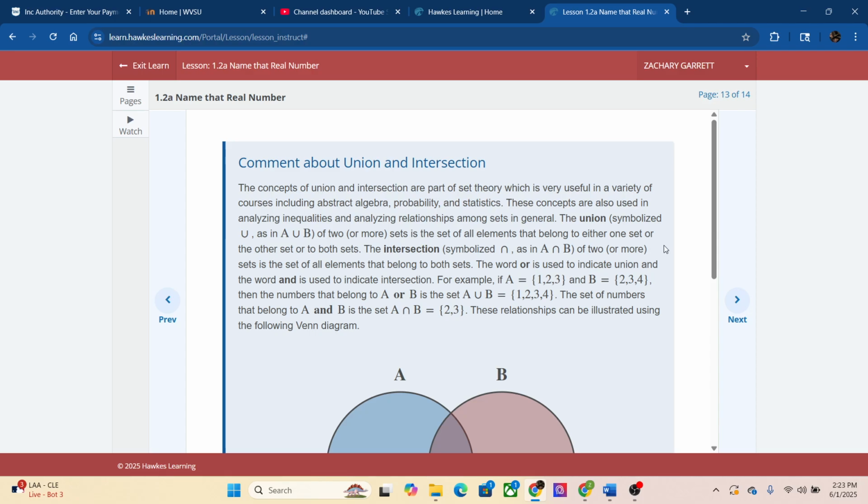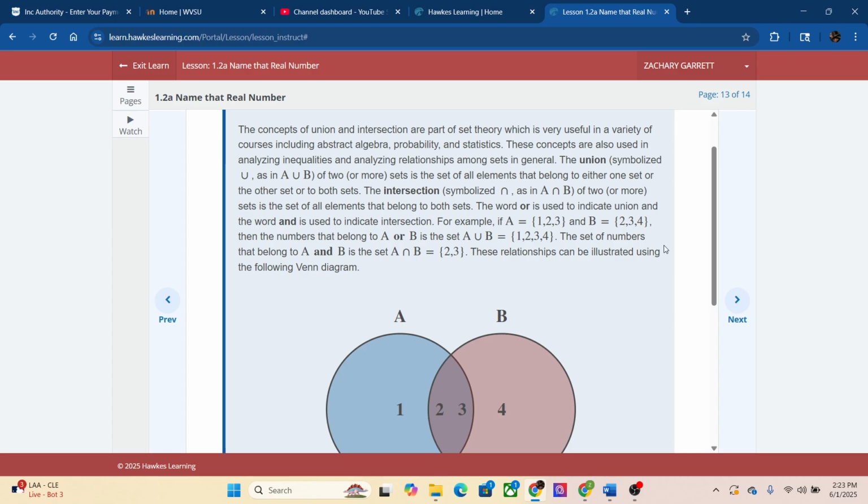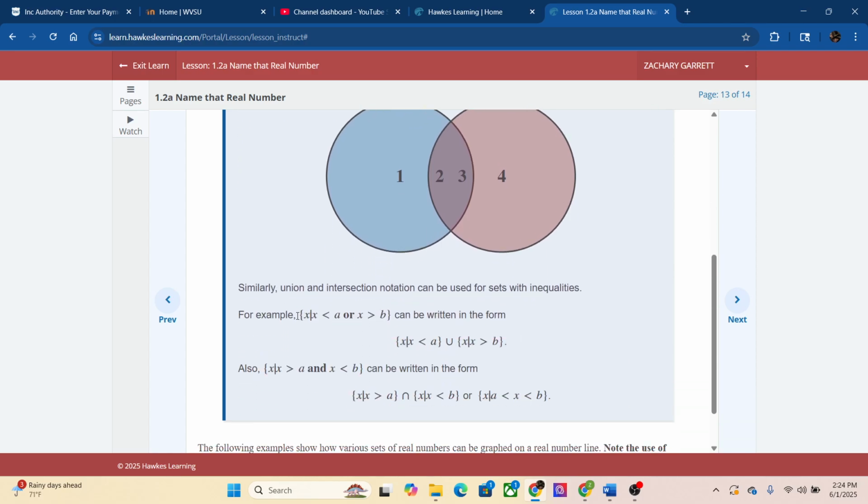For example, if A equals {1, 2, 3} and B equals {2, 3, 4}, then the numbers that belong to A or B are the set A union B, which equals {1, 2, 3, 4}. So the sets are combined, but not repeated. The set of numbers that belong to A and B is the set A intersect B, which is {2, 3}, which means that both sets are looked at and the numbers that are not in both sets are excluded. These relationships can be illustrated using the following Venn diagram.